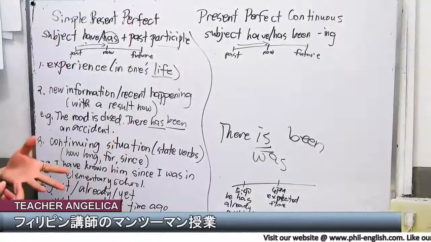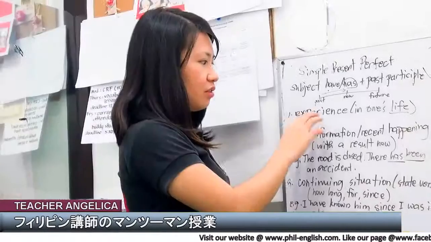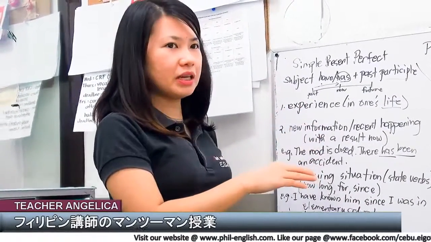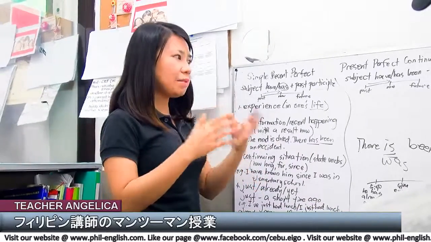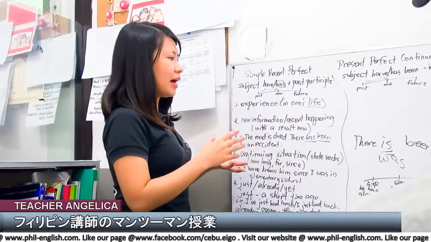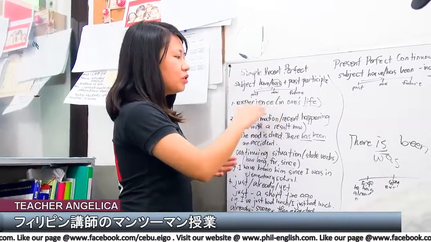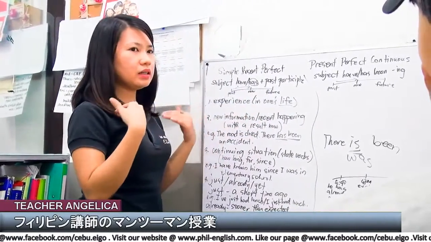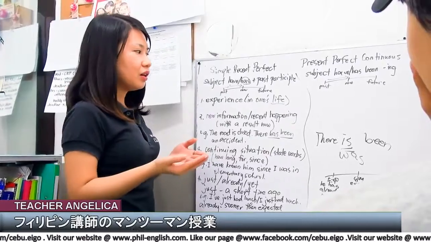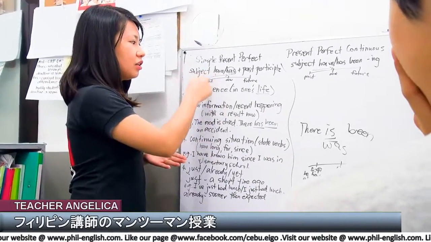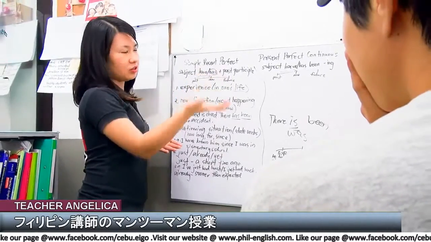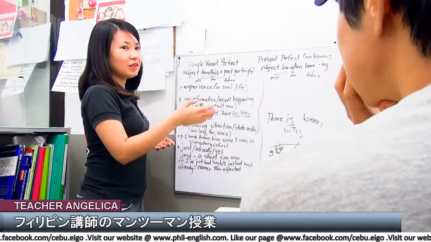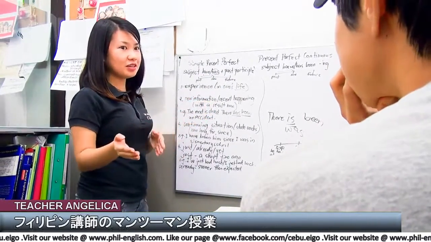So for the present perfect, we use it when we talk about experience. When we say experience, it normally happens in the past. But when we talk about experience, it has something to do with your life, which means it started in the past and continues until now. You're still alive. Your life is not finished yet, right?